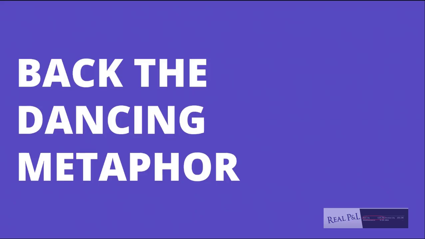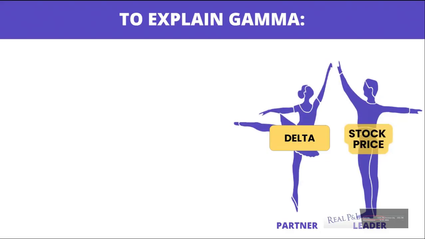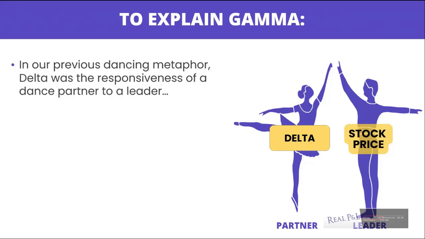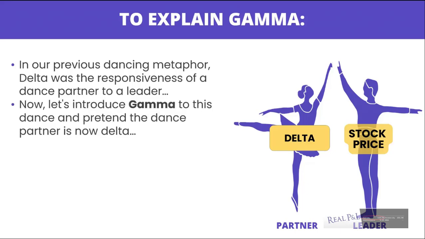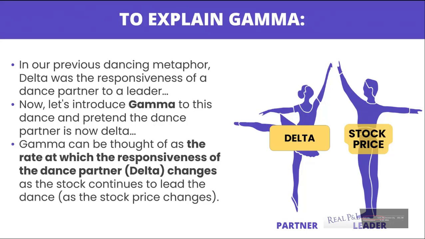So, back to the dancing metaphor. You have the stock price, the leader, and the delta, the partner. In our previous dancing metaphor, delta was the responsiveness of a dance partner to a leader. Now let's introduce gamma to this dance and pretend the dance partner is now delta. Gamma can be thought of as the rate at which the responsiveness of the dance partner, delta, changes as the stock continues to lead the dance as the stock price changes.